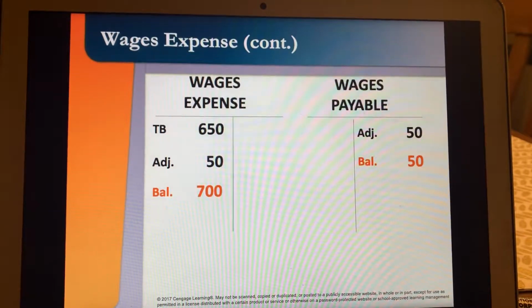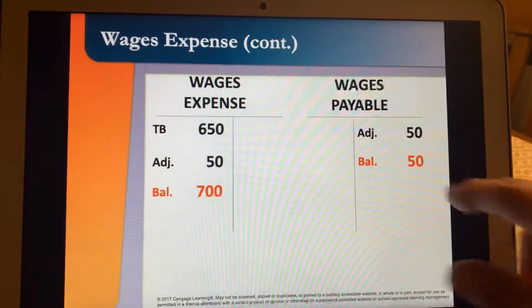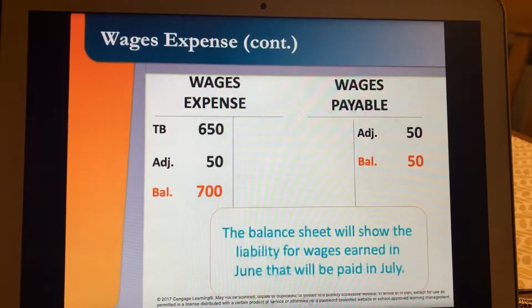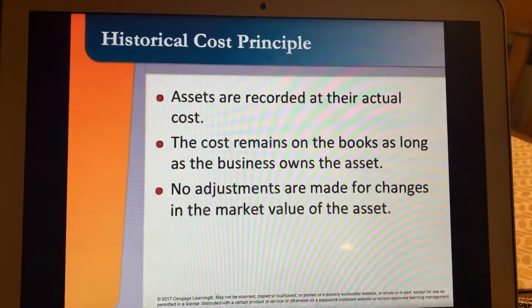So again, wage expense will be $700. Income statement, this will be a balance sheet on as a liability. And this is all this is saying right there.